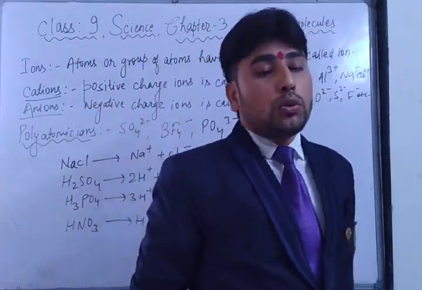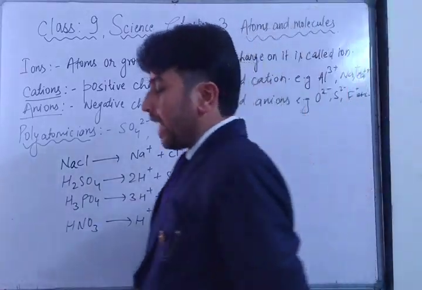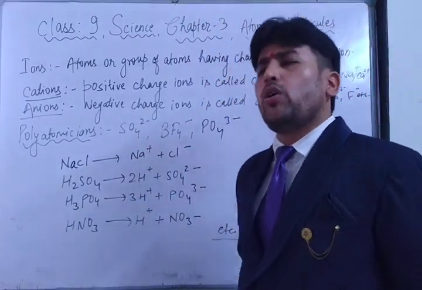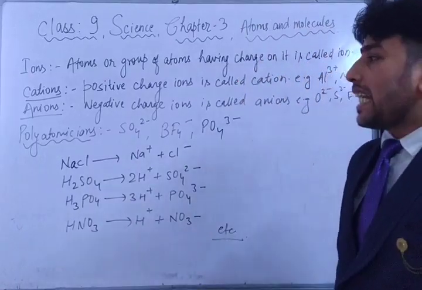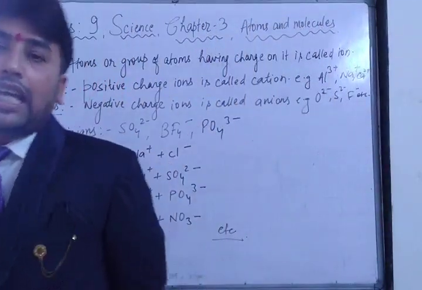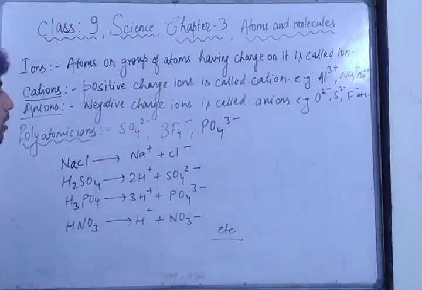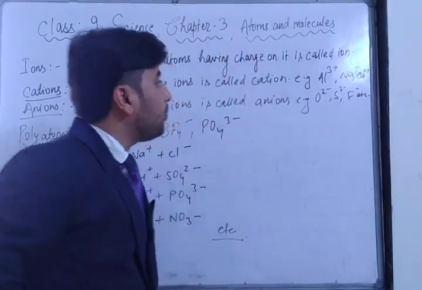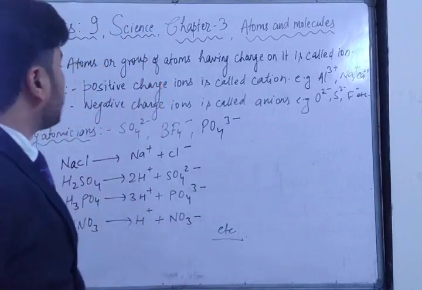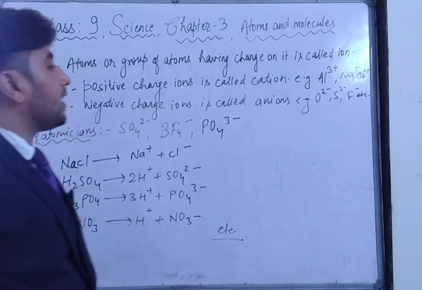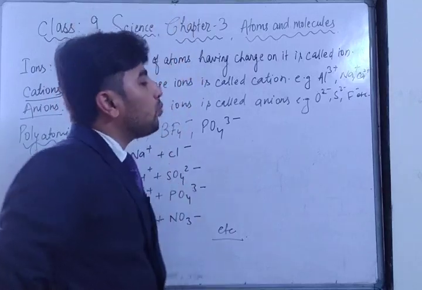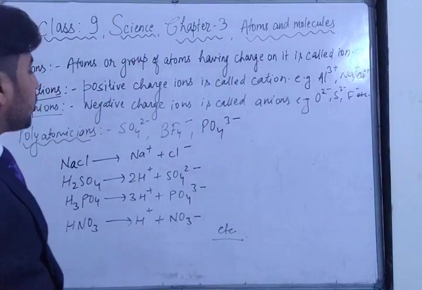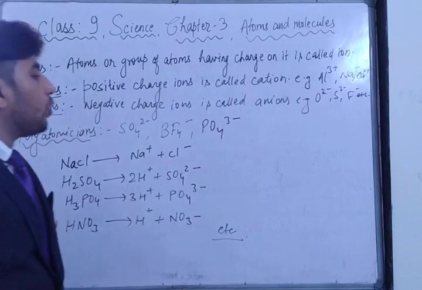There are generally two types of ion, cation and anion. There are also polyanions and polycations, but generally there are only two types of ion, cation and anion. Cation means positive charge and anion means negative charge. Positively charged ions are called cations, for example Al3+, Na+, Ca2+. Negatively charged ions are called anions, for example O2-, S2-, F-. Polyatomic anions: SO4 2-, BF4-, PO4 3-.